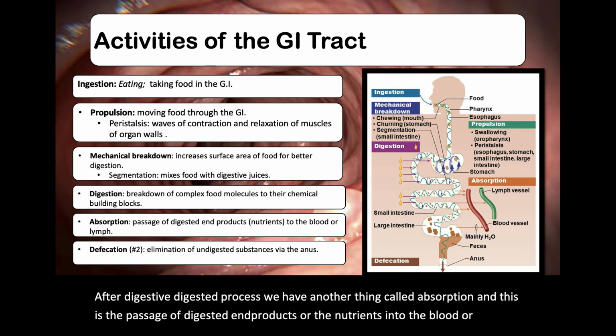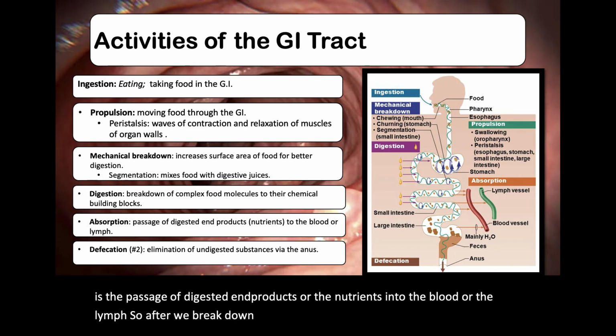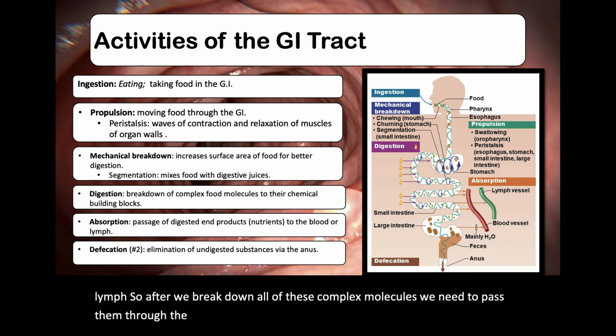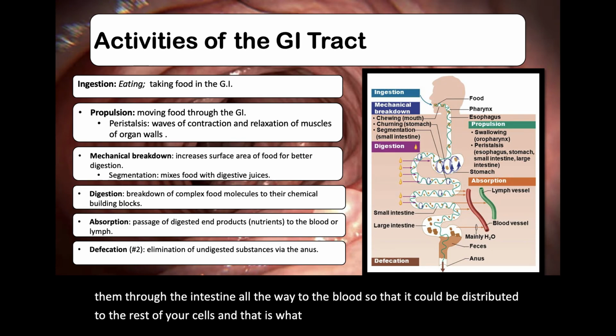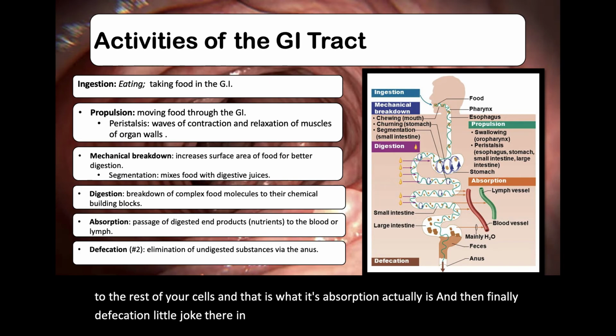So after we break down all of these complex molecules, we need to pass them through the intestine all the way to the blood so that it could be distributed to the rest of your cells, and that is what absorption actually is. And then finally, defecation, little joke there in parentheses, number 2. Defecation is the elimination of undigested substances via the anus.